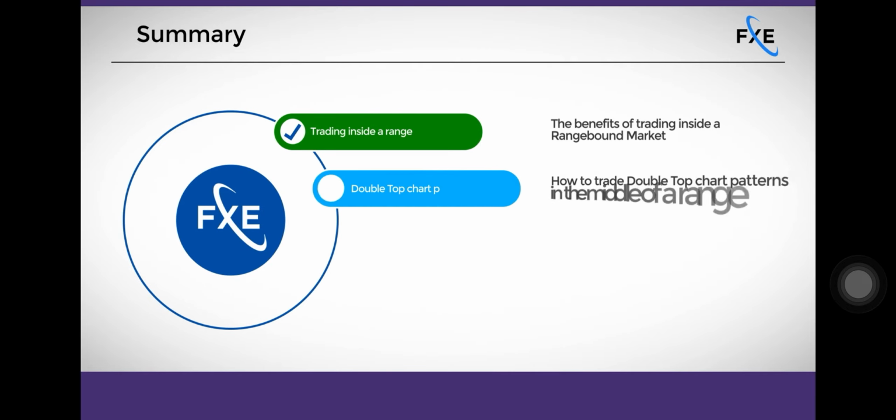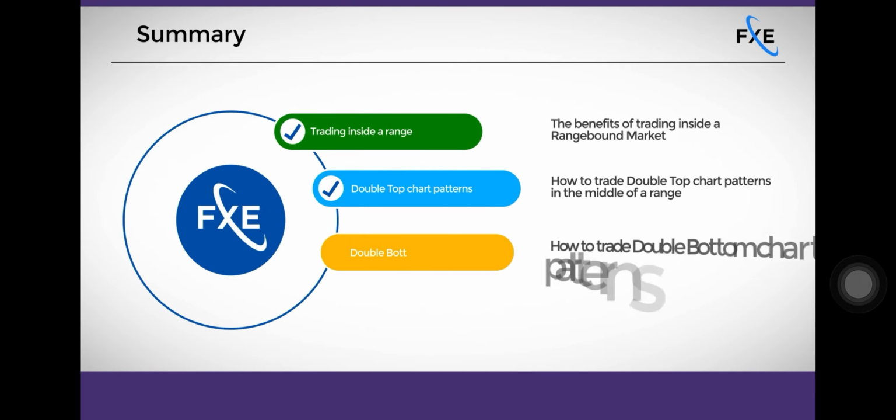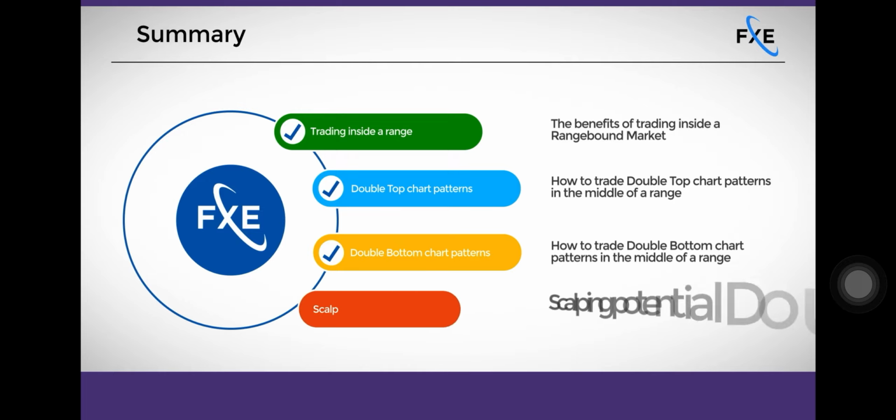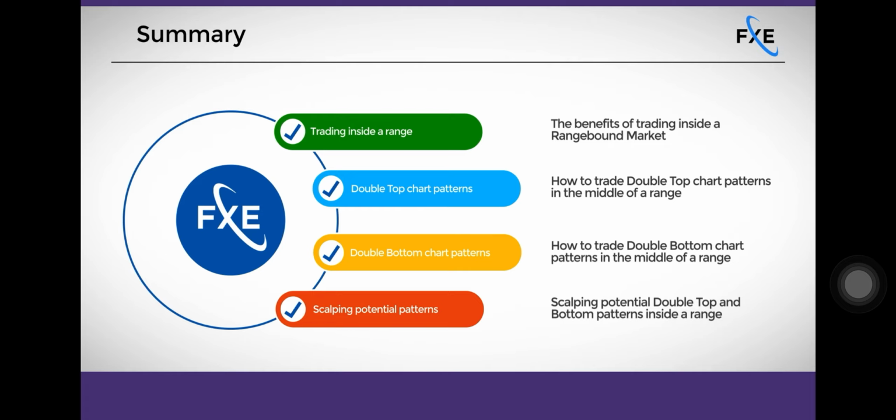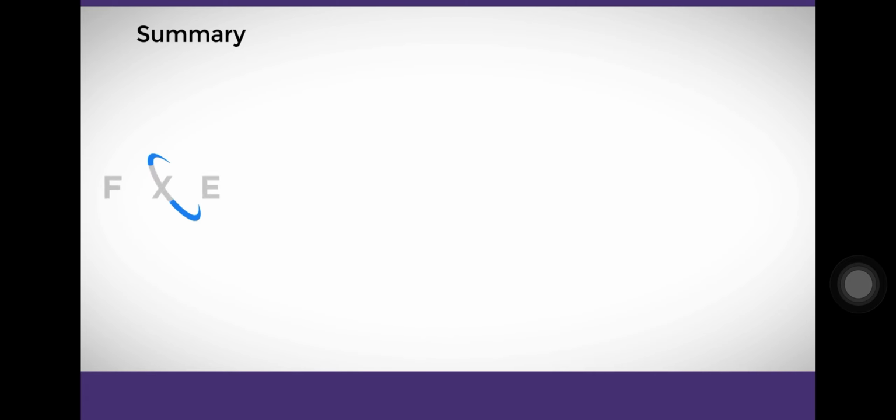We have learned how to trade a double top chart pattern in the middle of a range. We have learned how to trade a double bottom chart pattern in the middle of a range. And finally, we learned how to scalp potential double top and double bottom patterns inside a range. This concludes Module 5 of the Technical Analysis Masterclass.